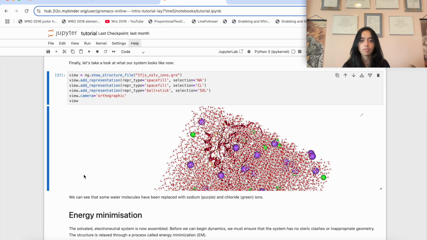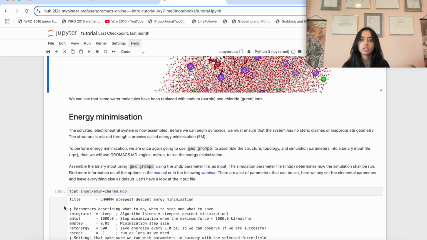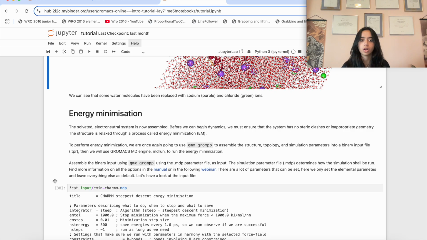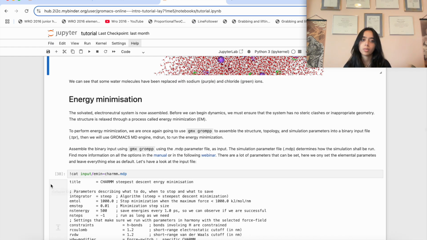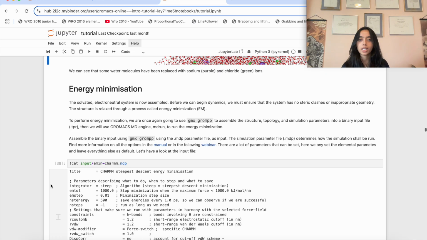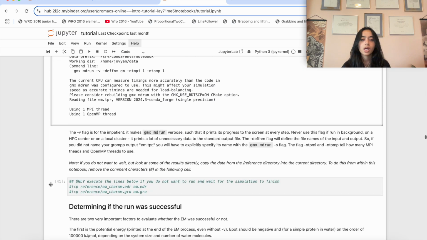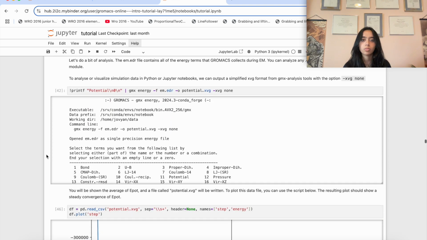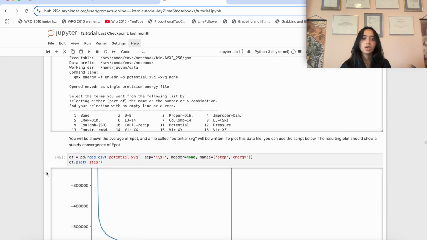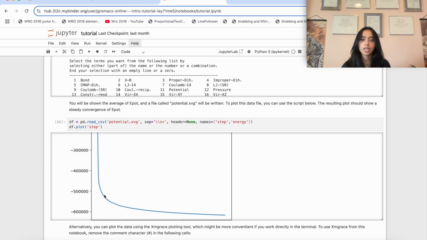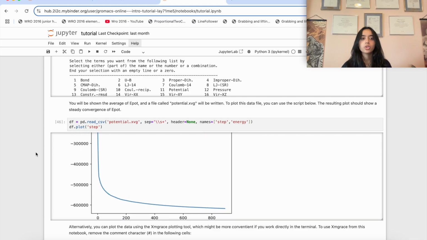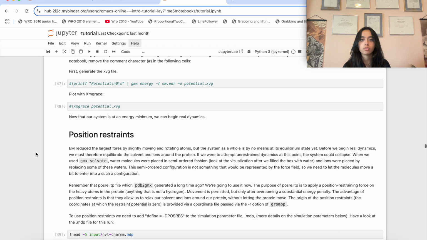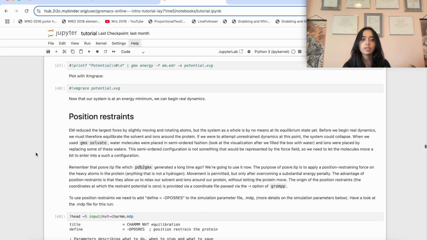Before we can begin dynamics, we must ensure that the system has no steric clashes or inappropriate geometry. The structure is relaxed through a process called energy minimization. To see if the run worked, the potential energy should be negative and of a certain value, and the maximum force Fmax should be below a target. The resulting plot should show a steady convergence of the potential energy as seen here. We use position restraints to relax our solvent and ions around the protein without letting the protein move.